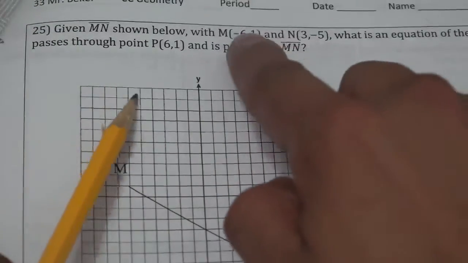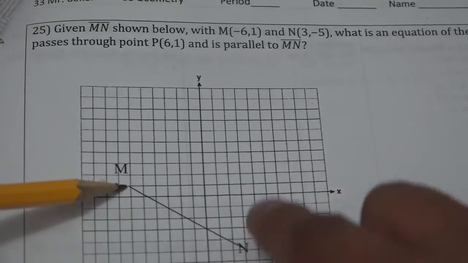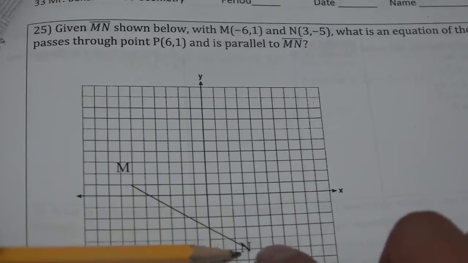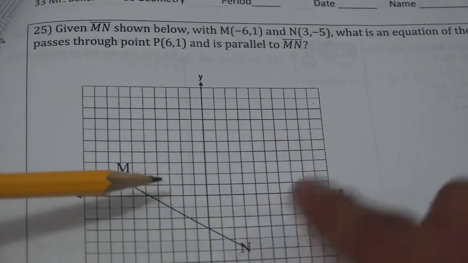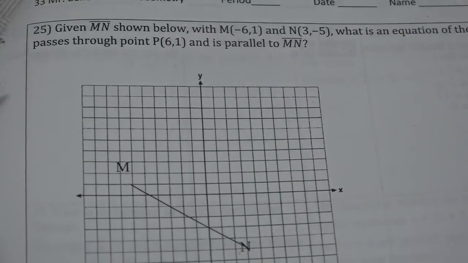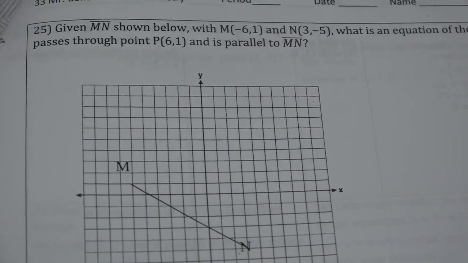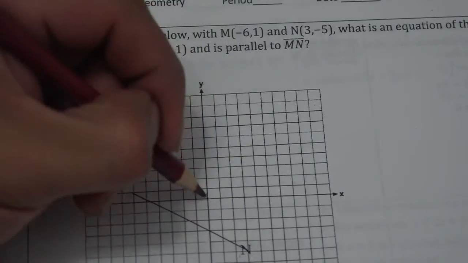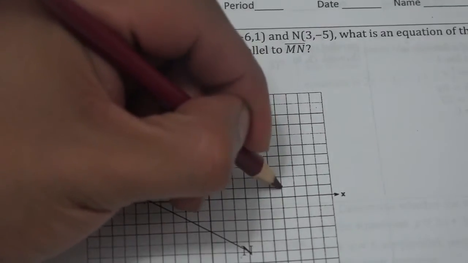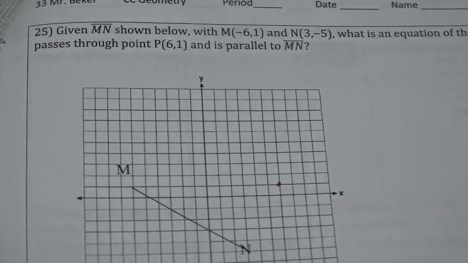So the graph shows these points right here, right? With negative 6, 1 and 3, negative 5. Okay? Then we need the equation of the line that passes through point 6, 1. All right then. So let's go just to 6, 1 and see what happens. 1, 2, 3, 4, 5, 6, 1. Okay? That's 6, 1.